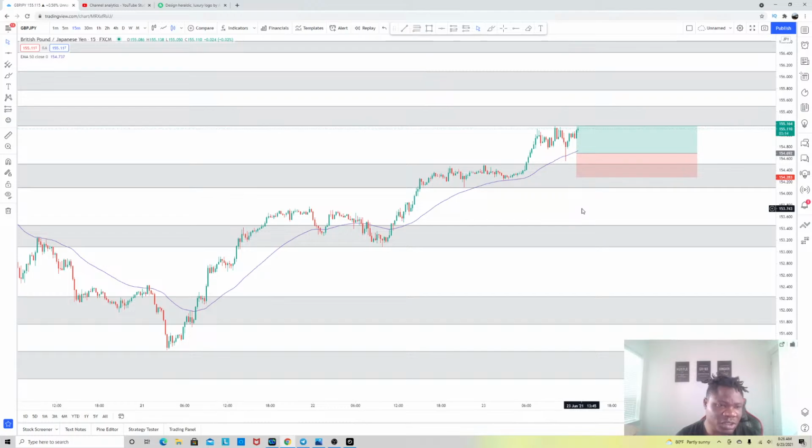Currently, GBP USD is running 13 pips. I hope you guys already moved your stop loss and also took a partial profit. GBP USD running 13 pips. And AUD USD we're still in the negative right now, negative 8 pips. That was also a buy trade.